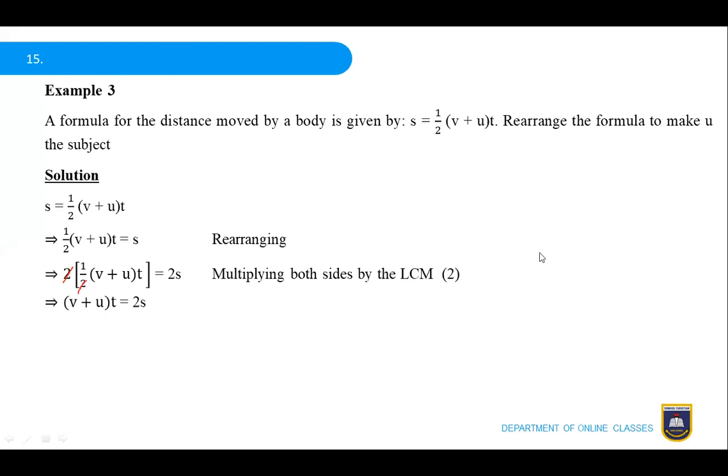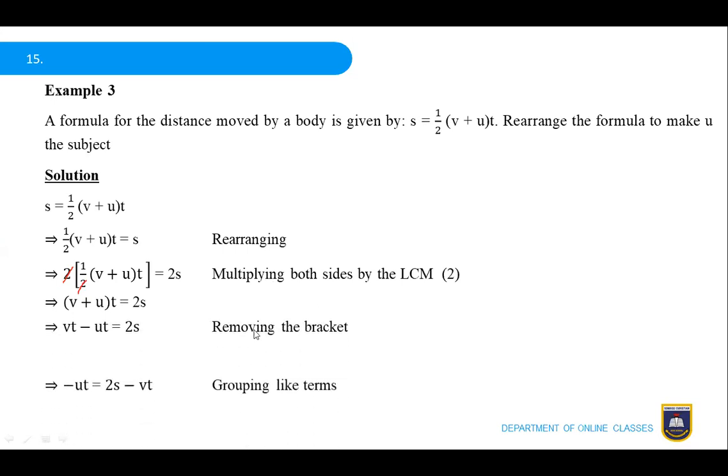Shepherd William, your hand is up. Yes, sir. Go ahead, please. Sir, I had U is equal to 2S minus VT all over T. Excellent. You are correct. So that is the solution to the problem. There is a typo in what I have here. All right, let's move to the next question.